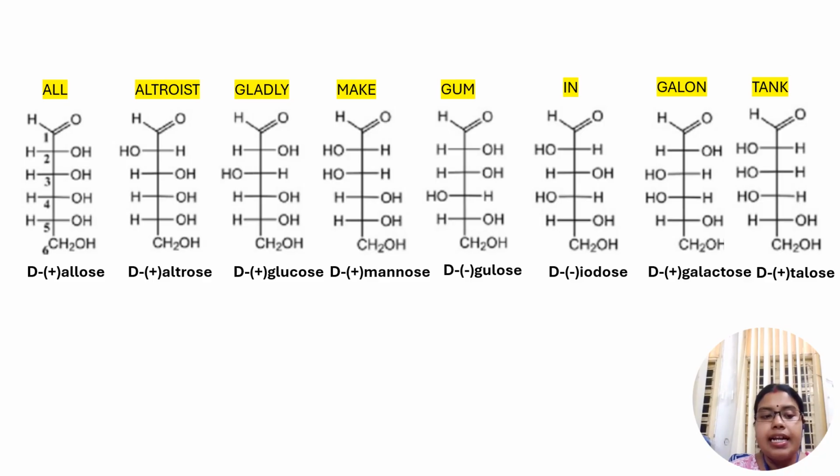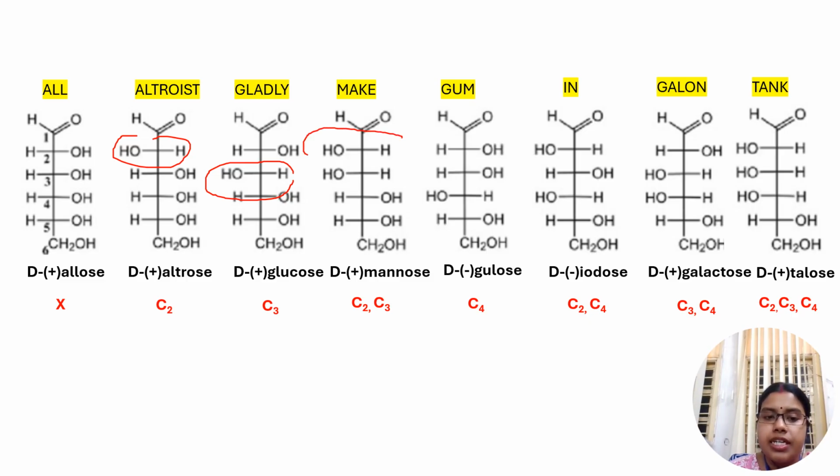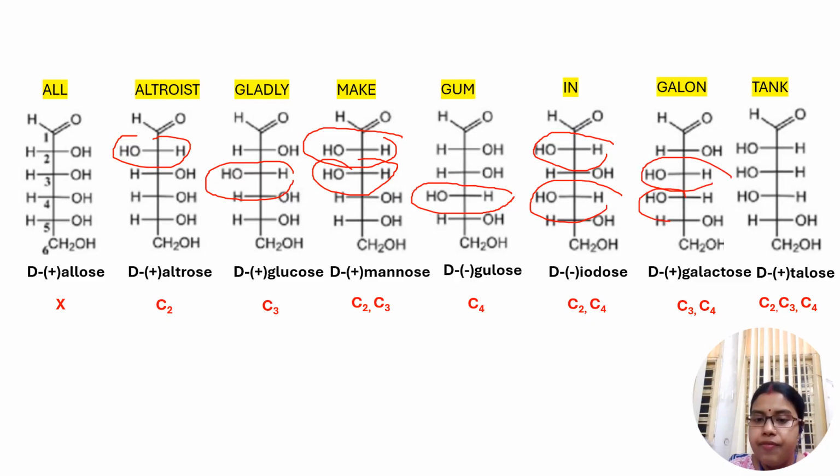If we actually consider the D-allose as a reference, then we can say that with respect to allose, only the changing position C2 for the altrose. Then for the glucose, the changing position is only the C3. With respect to allose, for the case of mannose, the changing position is C2 and C3. Then for the gulose, the changing position is only C4. With respect to D-allose, the changing position for idose is the C2 and the C4. And in the case of the galactose, the changing position is C3 and C4. And for the case of D-talose, the changing position is C2, C3 and C4.